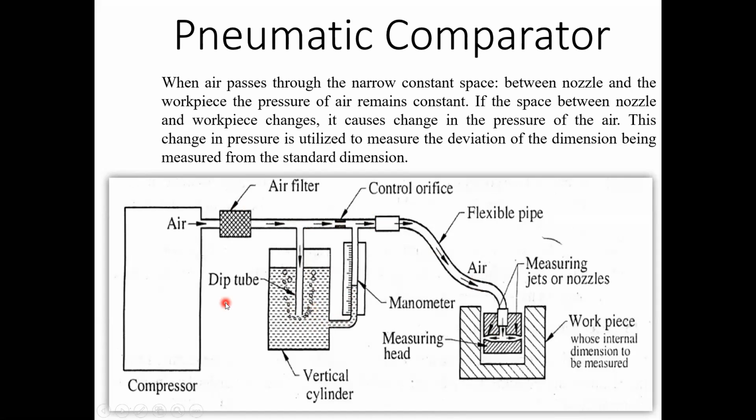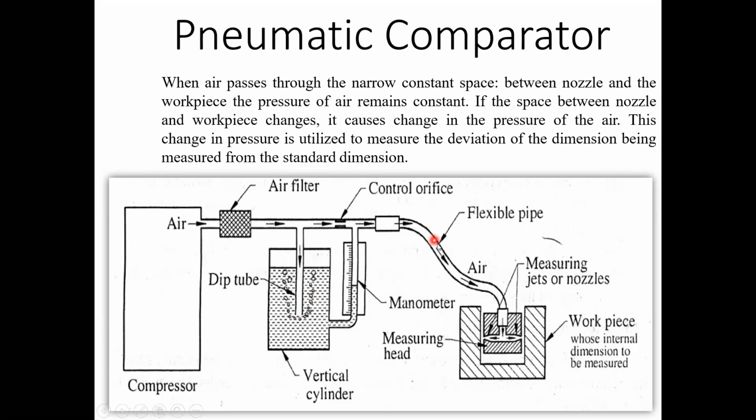Working of this pneumatic comparator. Here, the compressed air, when it is passing through the air filter, all the dust particles are filtered, and only clean air passes through the tube. Part of the air simply enters into the vertical cylinder through this dip tube, and the bubbles will enter into this water. And part of the air is allowed to reach the measuring head through the nozzle at constant pressure.